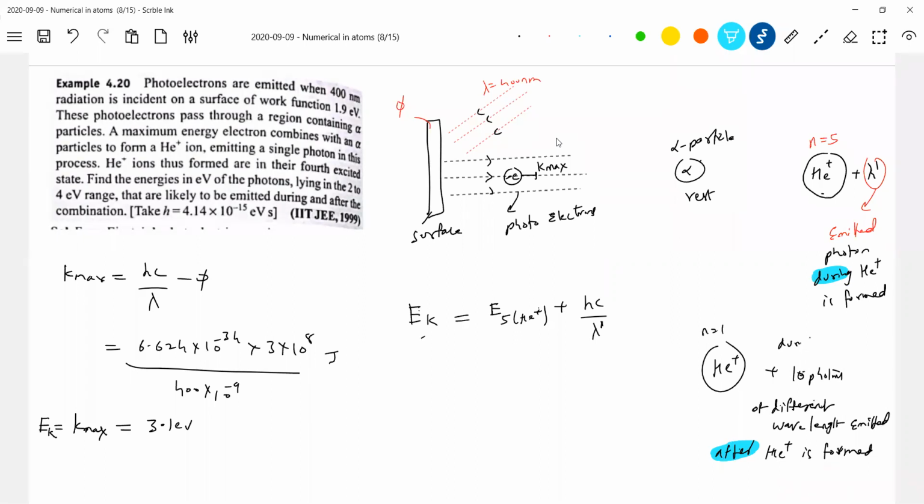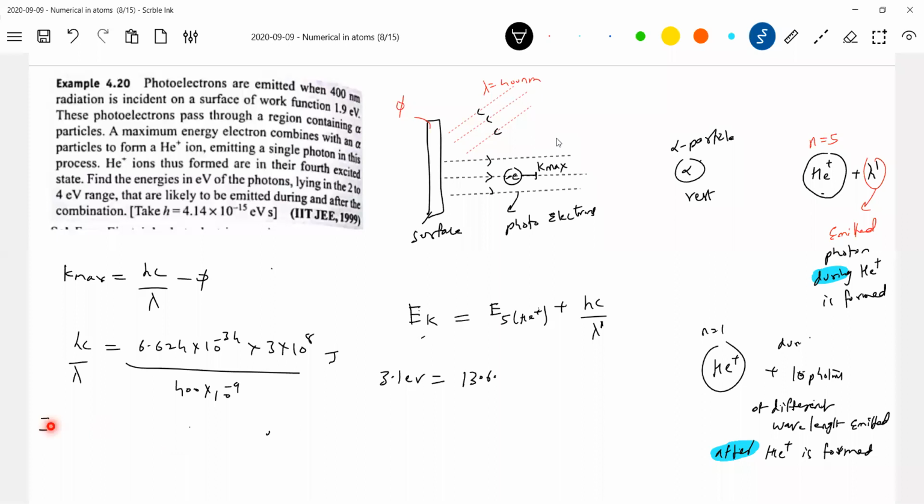Let's calculate. We don't know lambda dash. It lies between 2 electron volt and 4. We don't know, we should calculate that. Now, what is the energy of helium in the nth orbit? Z square R H C. If you forgot, this is 3.1 electron volt, R is 13.6. EK, kinetic. This is the HC by lambda. This will be 1.2, and this is equal to 3.1 electron volt.